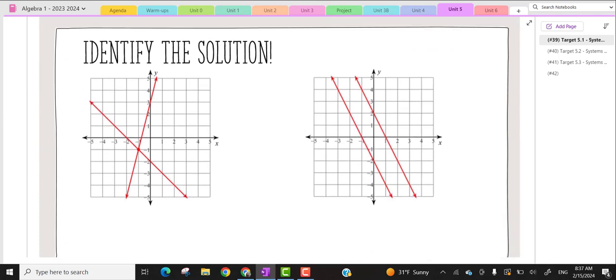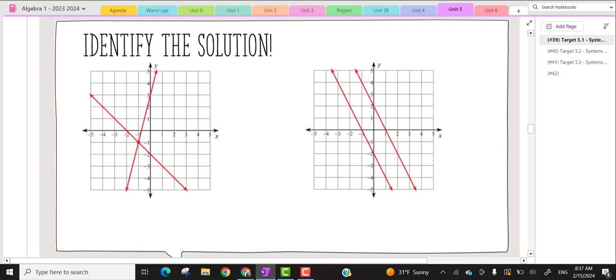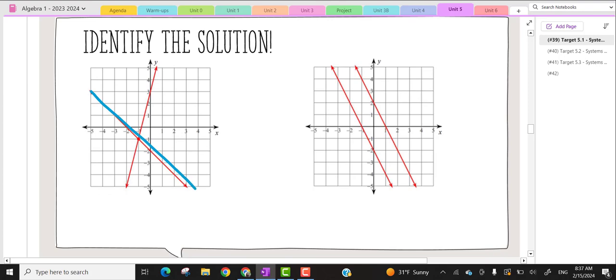All right, next one, same thing. So we have one line is right here. And then we have the other line right here. Okay, so x is -1 and y is -1.